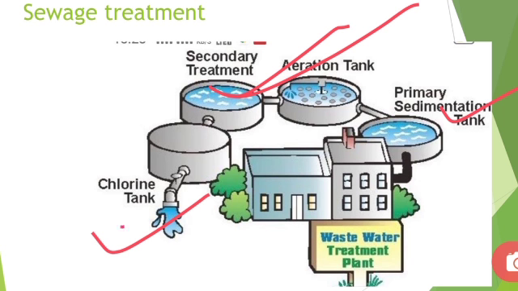Now the third one is the tertiary treatment, which involves disinfecting the water. That means by using chlorine tablets or the method of chlorination, we can make the water free from waste. Okay, so these were the steps involved in sewage treatment.